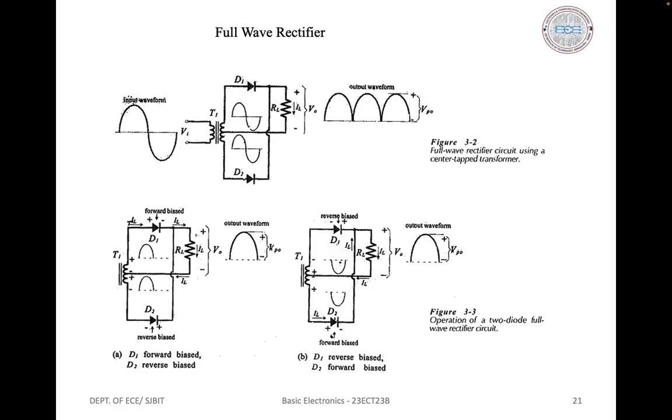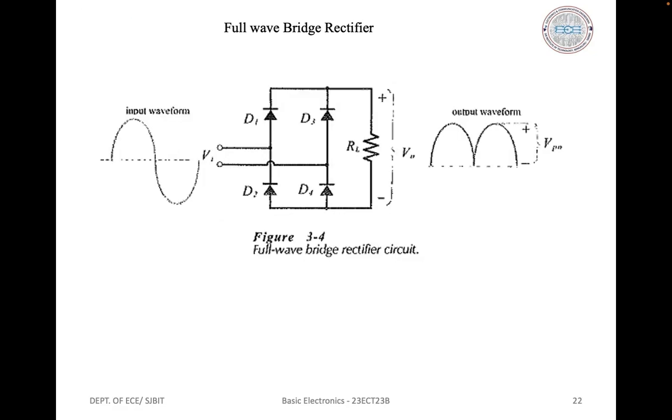Next is the full wave bridge rectifier. The center tapped transformer used in the previous circuit is usually more expensive and requires more space than additional diodes. So a bridge rectifier is the circuit most frequently used for full wave rectification. The bridge rectifier circuit is seen to consist of four diodes connected with their arrowhead symbols all pointing towards the positive output terminal of the circuit.